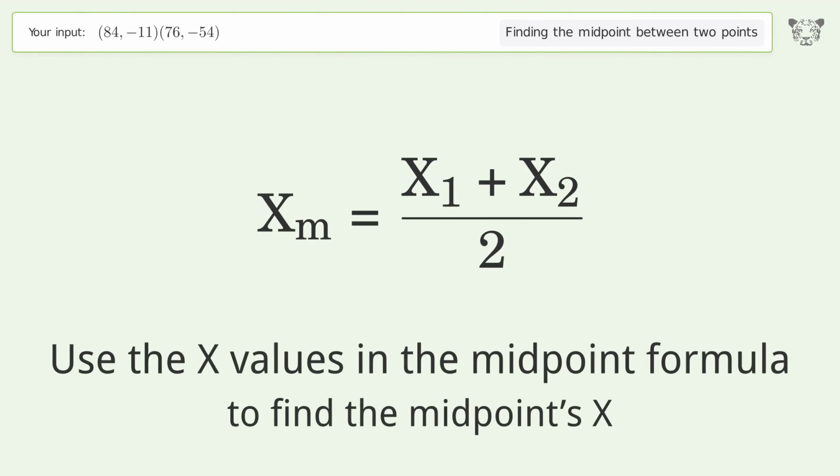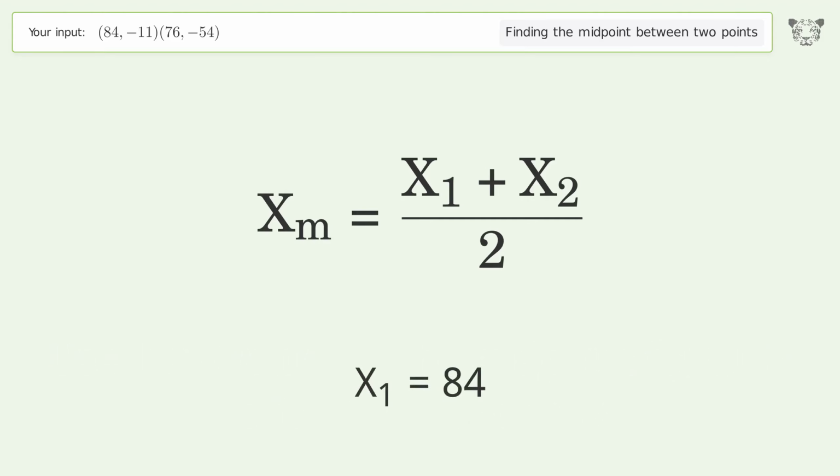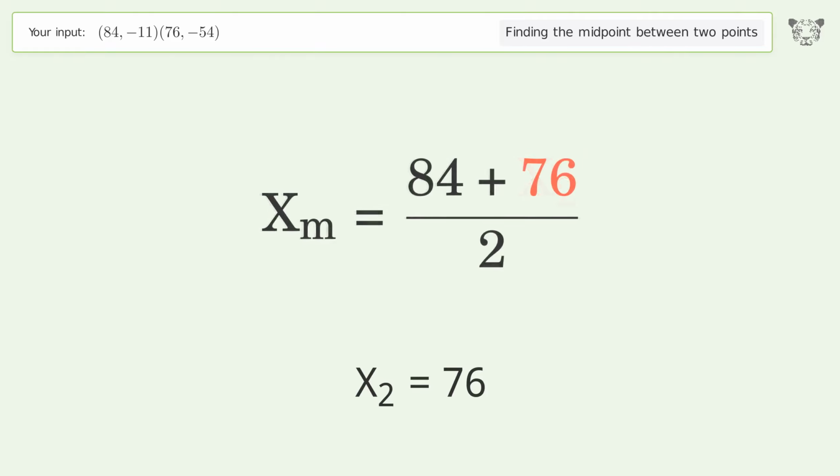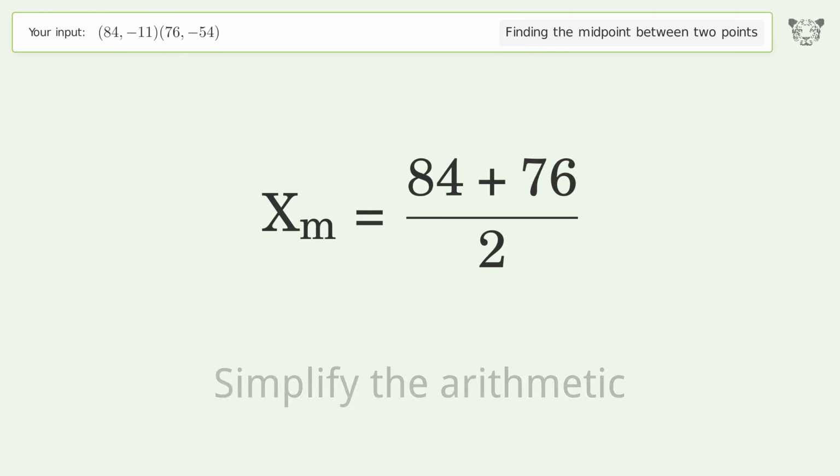Use the x values in the midpoint formula to find the midpoint's x. x1 equals 84. x2 equals 76. Simplify the arithmetic.